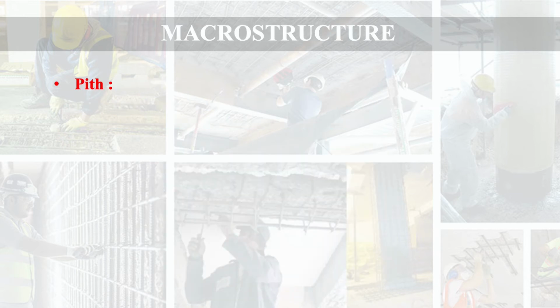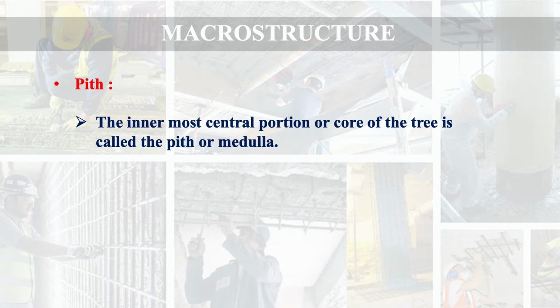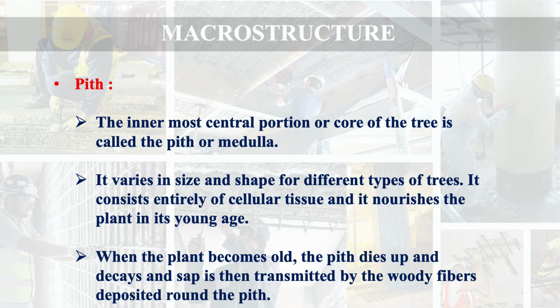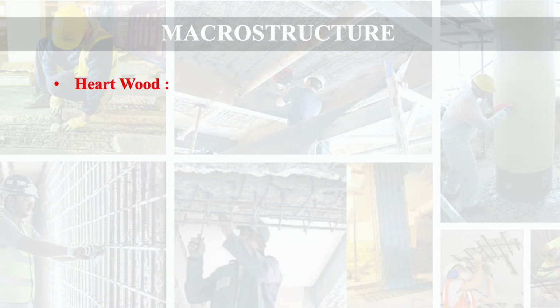First one is pith. As I showed you in the figure, this innermost central portion or core of the tree is called the pith or medulla. It varies in size and shape for different types of trees. It consists entirely of cellular tissue and it nourishes the plant in its young age. When the plant becomes old, the pith dies up and decays, and sap is then transmitted by the woody fibers deposited around the pith.